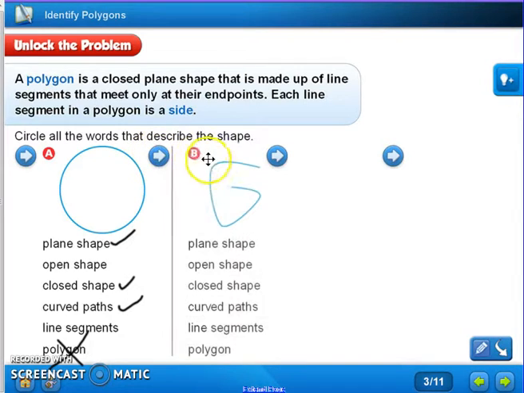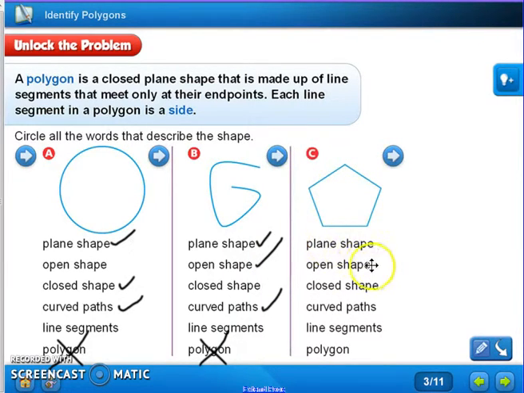Let's try another one. You see a kind of squiggly line here. Is it flat? Well, yes, it is. It is a plane shape. Is it open? Well, yes, it is. Something from the outside could easily get in there. Is it closed? No. Is it made of curves or curved paths? Yes, it is. Is it made of line segments? No, I see no line segments. So is it a polygon? Well, not according to our definition. It is not a polygon because it's open and it's not made of line segments. Let's see if we can find another one.